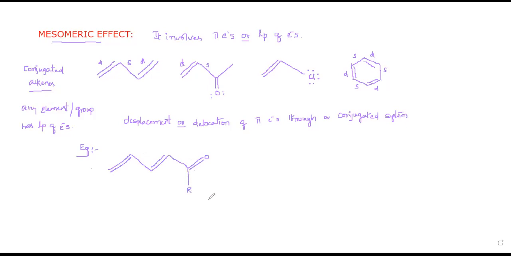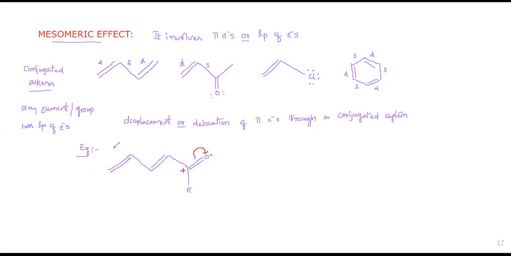As we know, in a keto group oxygen is more electronegative, right? Let me change the color for the representation. This oxygen withdraws the pi electrons. Then this oxygen gets a negative charge, and this carbon, having lost the bonded electrons, gets a positive charge.